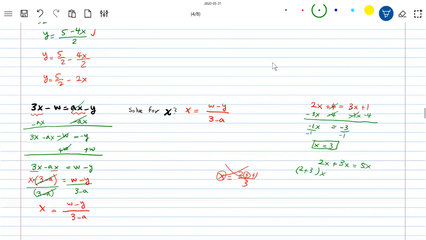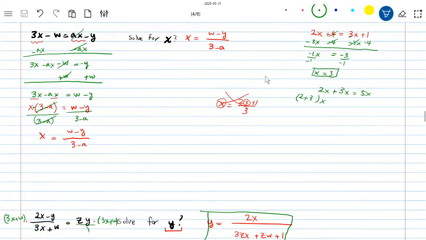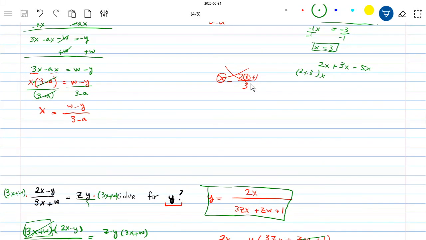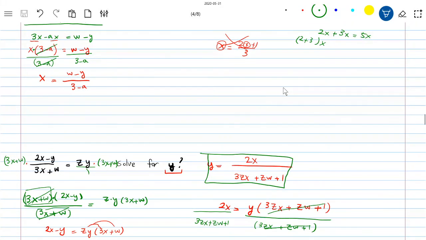You isolate the variable. Every term that contains the specific variable that you're looking for goes to one side, everything else on the other side. If it needs factoring, you factor. Always get rid of the denominators if you're dealing with a fraction. Makes the work much easier.